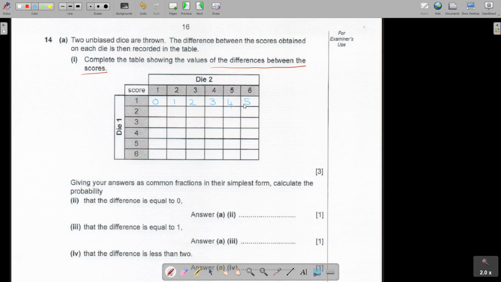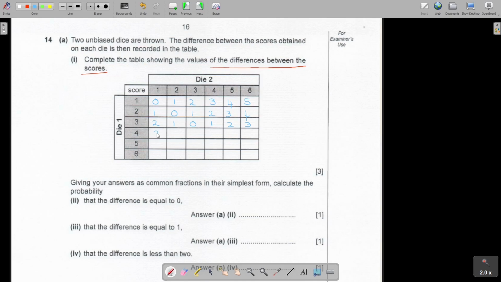Then you do big one minus small one. So 2 minus 1, that's going to be 1. 2 minus 2, 0. 3 minus 2, 1. 4 minus 2, 2. 5 minus 2, 3. 6 minus 2, 4. And then 3 minus 1, 2. 3 minus 2, 1. 3 minus 3, 0. 4 minus 3, 1. 5 minus 3, 2. 6 minus 3, 3. So make sure you don't make mistakes.